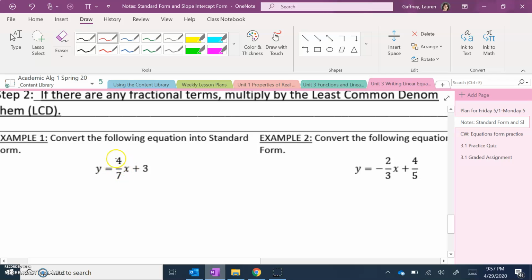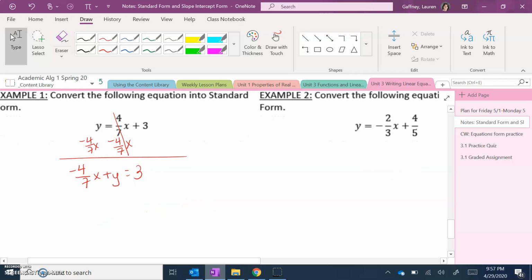So we've got to move this piece so we can get x and y on the same side. So it's a positive 4/7 x, so let's subtract 4/7. Okay? So I have a negative 4/7 x plus y equals 3. So I have x and y on the same side and just the number by itself on the other side. Now, no decimals or fractions.